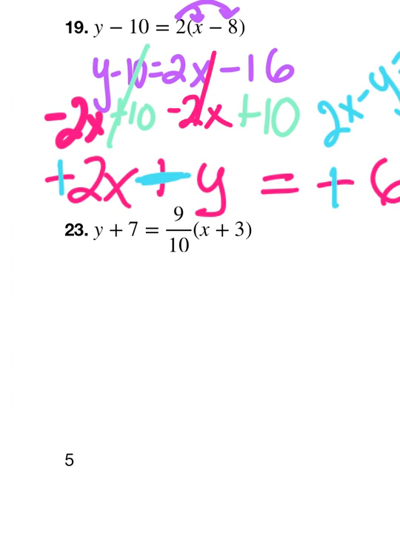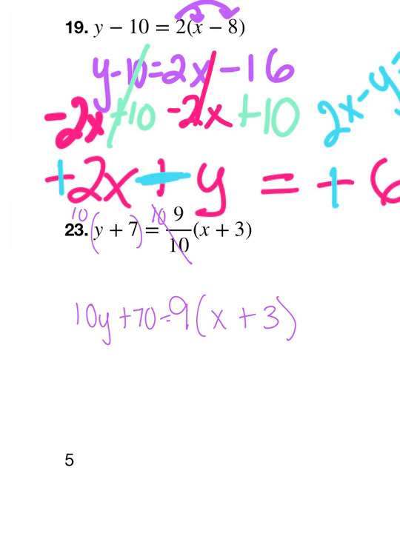All right, now we've got one with a fraction. So the very first step when there's a fraction is to multiply by the denominator number. So we're going to multiply this side by 10, which is actually just going to cancel that out. And we are going to multiply this side by 10. And when you do that, please put parentheses around it and multiply the 10 to both of the terms. And now we can also distribute the 9.